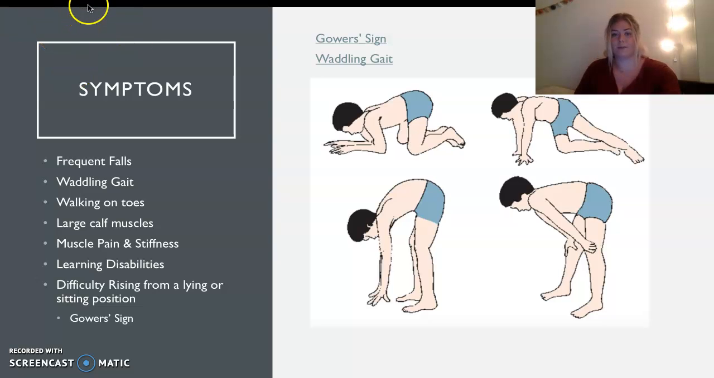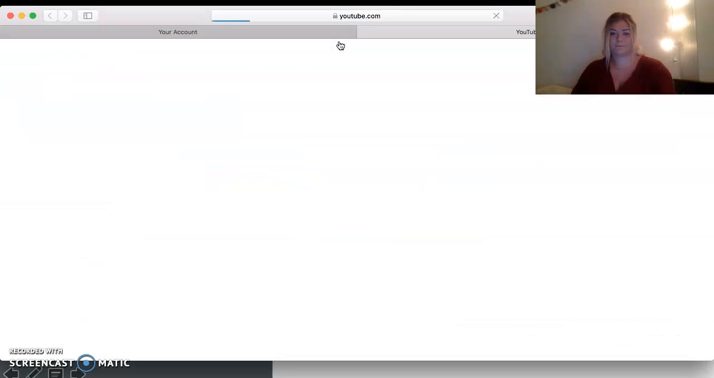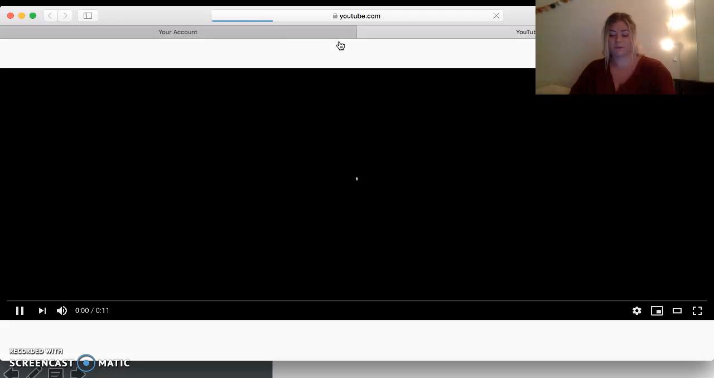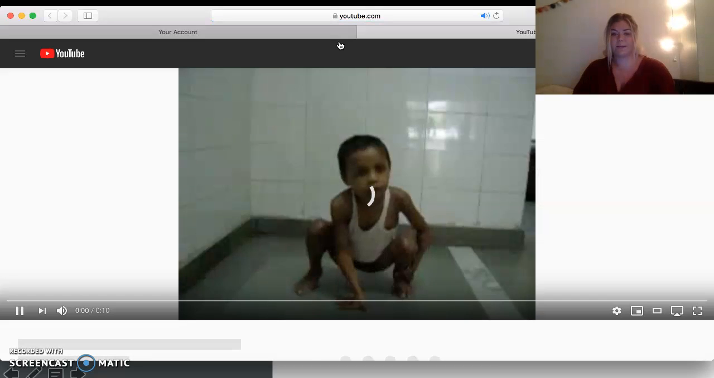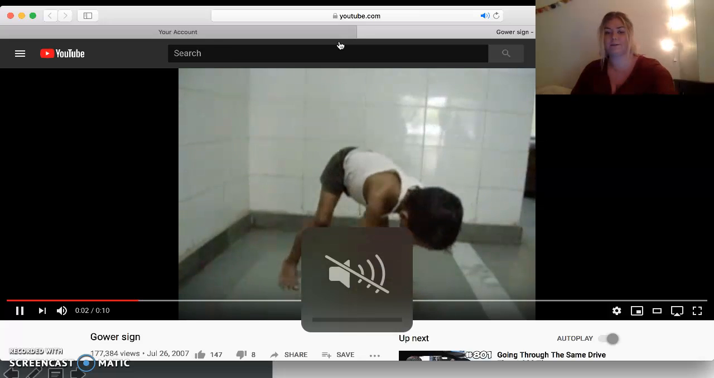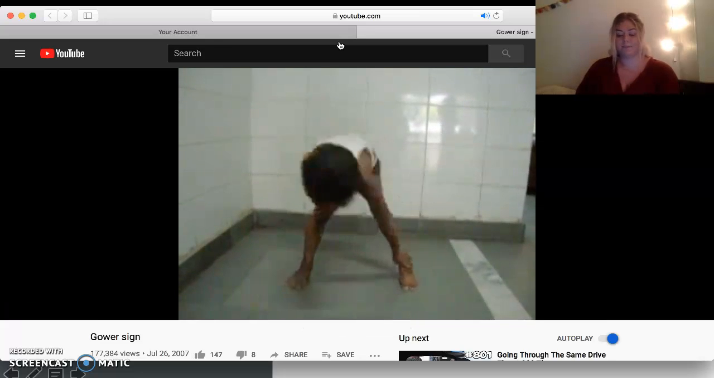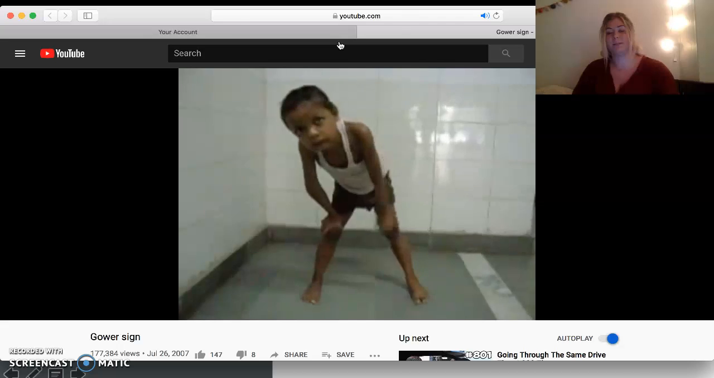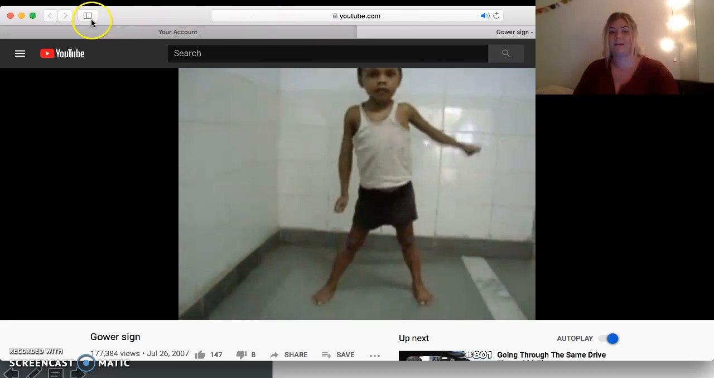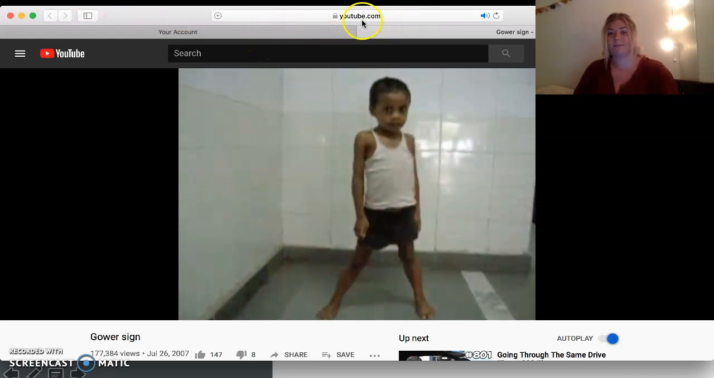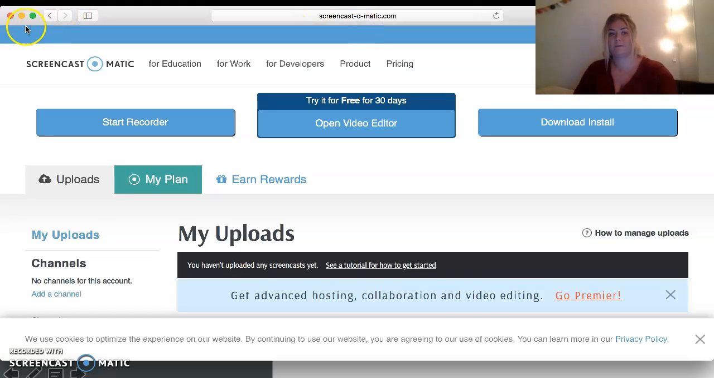So I have attached two videos. First, we'll start with the Gower's sign. So Gower's sign is commonly associated with the disease of muscular dystrophy, and as you can see, he's using his hands to walk up his body to help him stand up because his muscles are not strong enough.